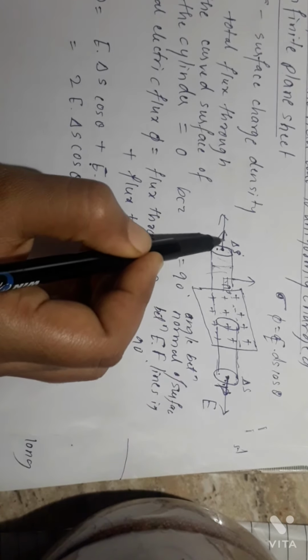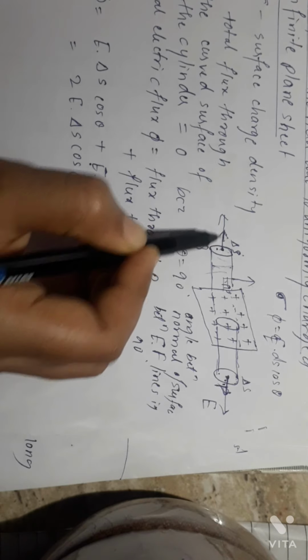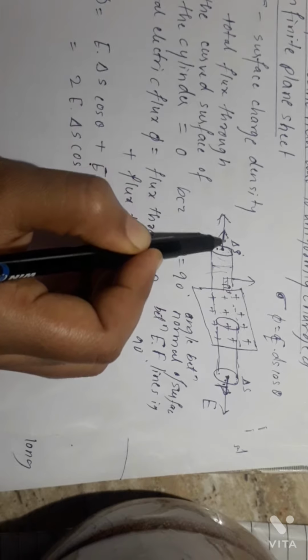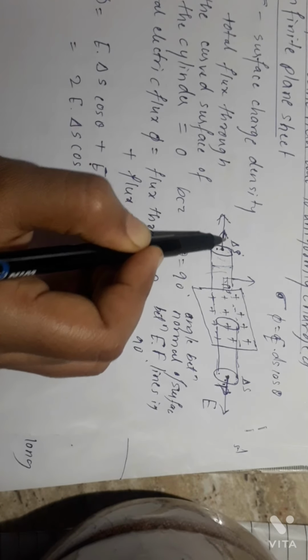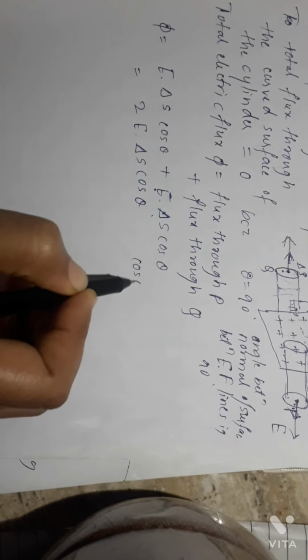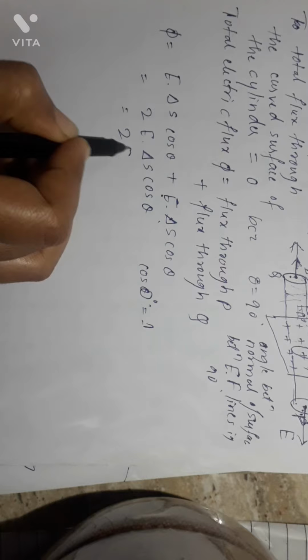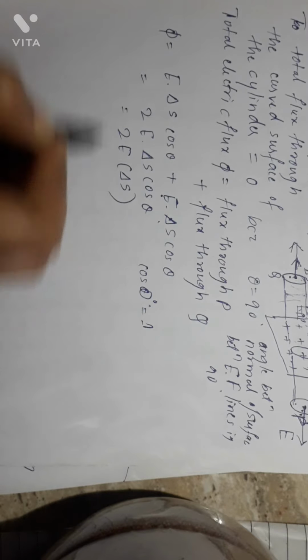Here also the angle will be 180 degrees, because it is in this direction. The electric field line is in this direction, so both are in the same direction. Then theta will be 0, so cos 0 degree will be 1. So this will remain as 2 into E into delta S. Yes, this is a sine.